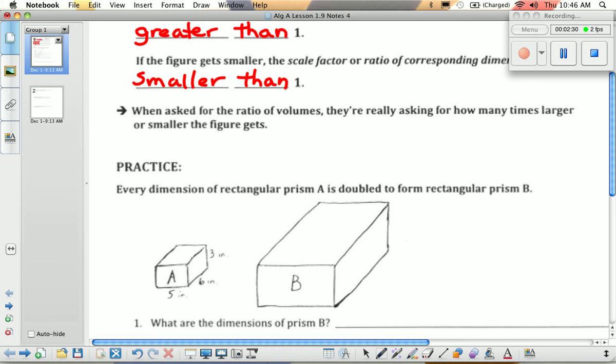So again, when they're asking you for the ratio of volumes, just like we've talked about the ratio of perimeters, we've talked about the ratio of areas, now we're going to talk about the ratio of volumes. If they ask you for the ratio of volume, they're really just asking you how many times larger or smaller did the figure get. So what did we learn yesterday in our exploration when we were working with volumes? You were making cubes that were 1 by 1 by 1, and I made a cube that was 2 by 2 by 2.